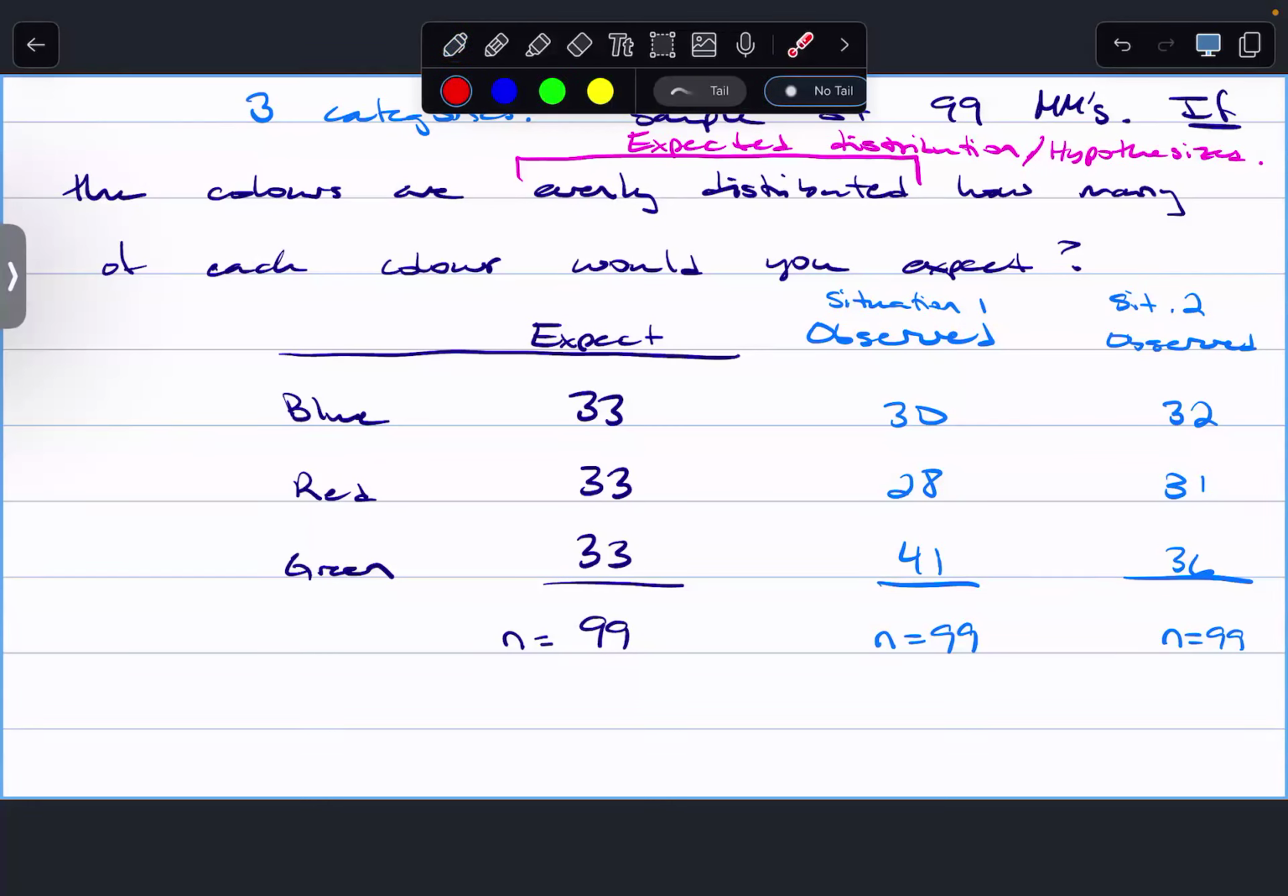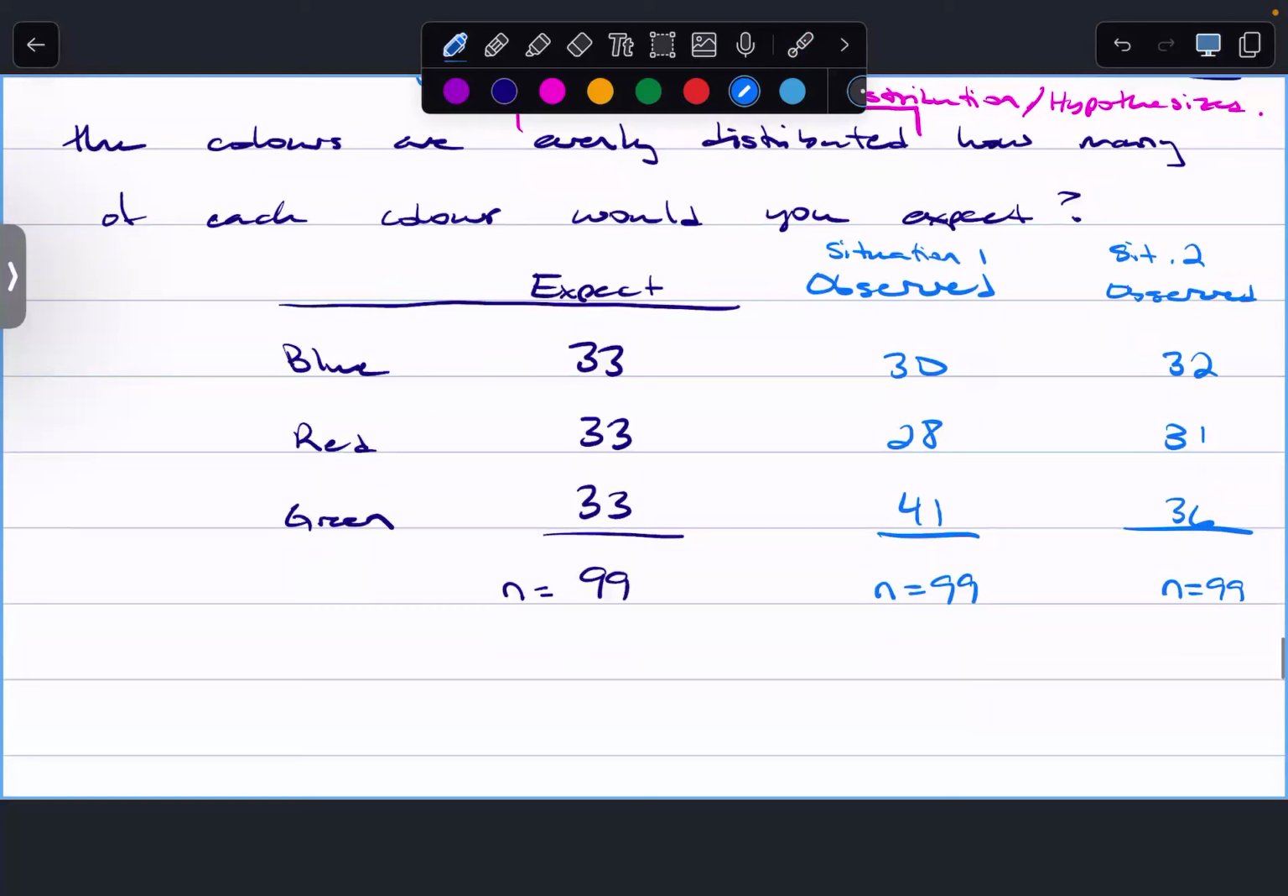Right? We're okay with being a little bit under, a little bit over. That's all sampling error, right? You're not going to get exactly an even distribution every single time. And we're okay with that, right? But just like with the rejection region on the normal distribution, we have this gut feeling of what's okay and what's not, right? And so for me, this 41 is a little bit too far away from 33 to be considered close enough.